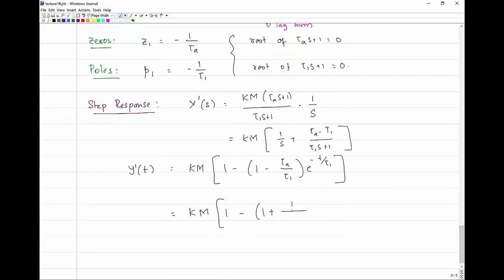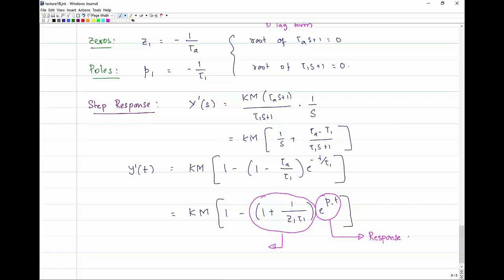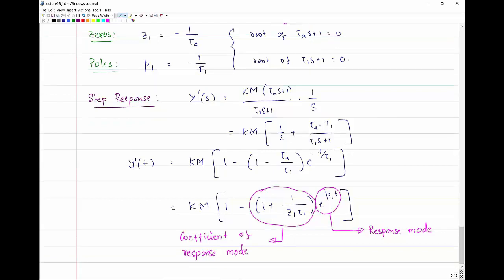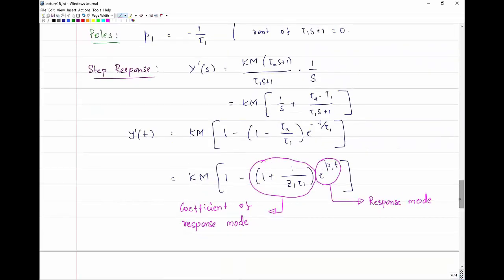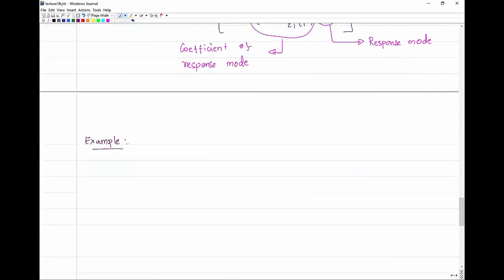Now we can replace this expression and write it in terms of the poles and the zeros. And you will notice that the exponential term, which represents the mode of the response, is typically an exponential term or a cosine or a trigonometric function or time itself. However, the zero appears only in the coefficient of this response mode. So that's the distinction between how zeros and poles affect the response of a process.